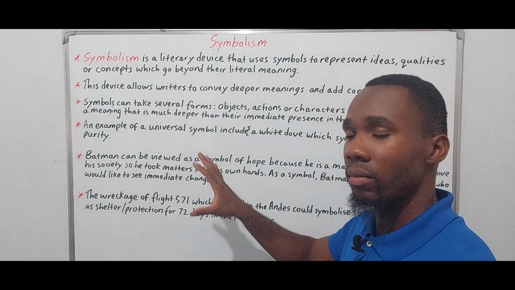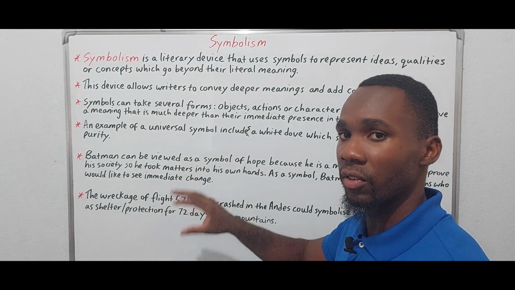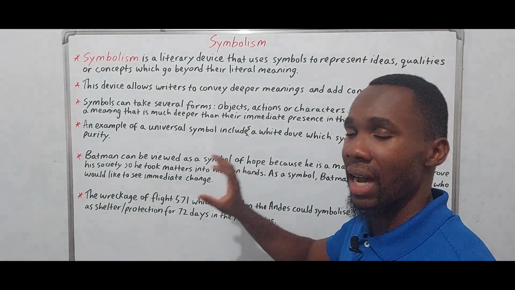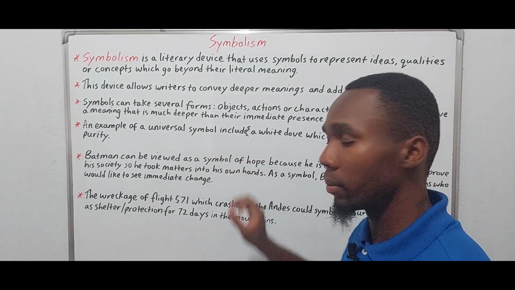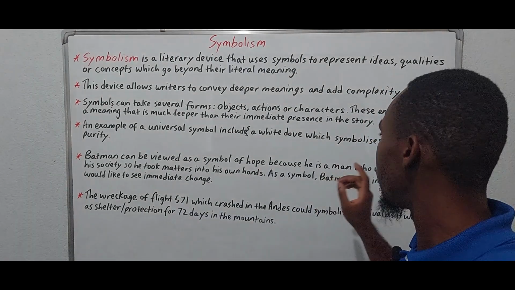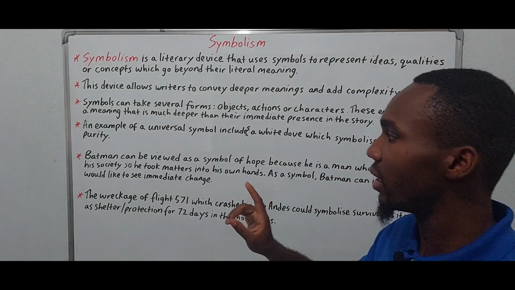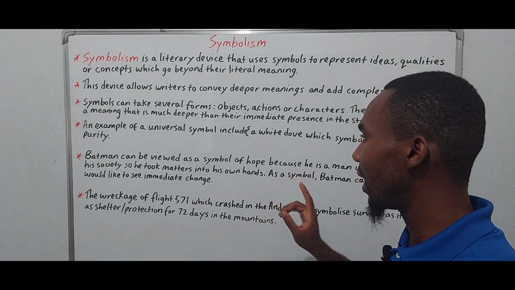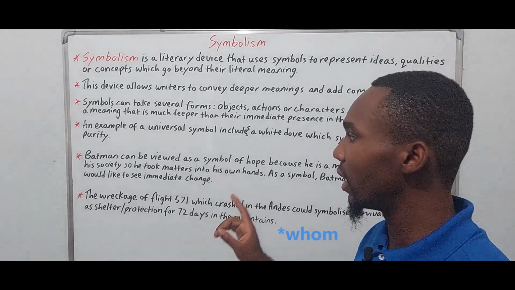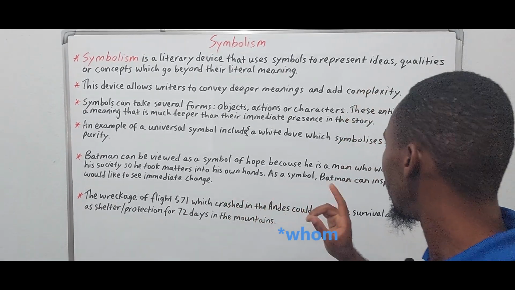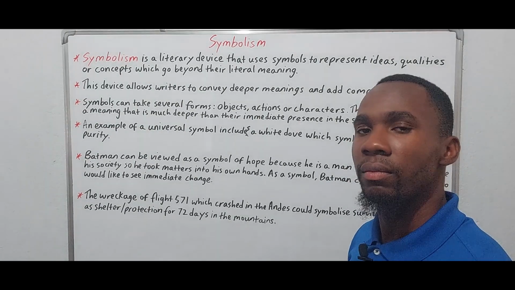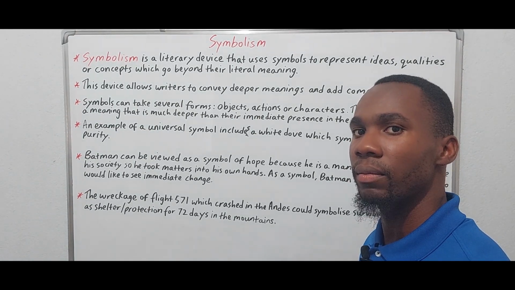But in this context, or just for the sake of this example, I chose to focus on Batman as a symbol of hope. And why is that? Because he's a man who wanted to improve his society, so he took matters into his own hands. As a symbol, Batman can inspire persons who would like to see immediate change. That's right.